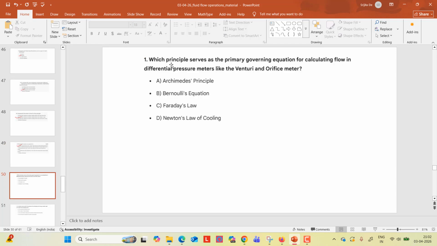Which principle serves as the primary governing equation for calculating flow in differential pressure? So it is obviously the differential pressure meters like Venturi and orifice. As you already know, it is Bernoulli's equation. Next.